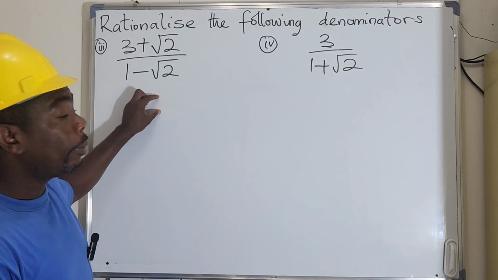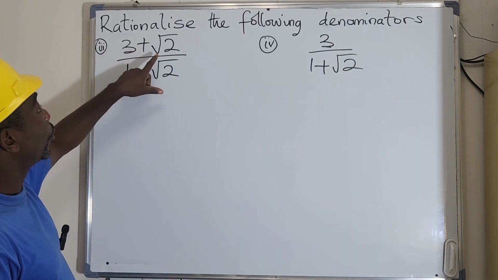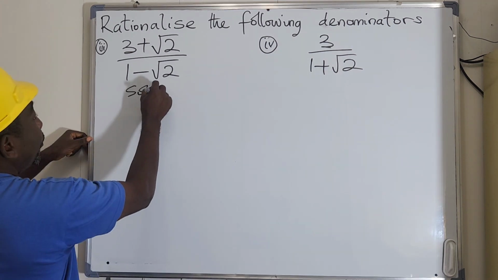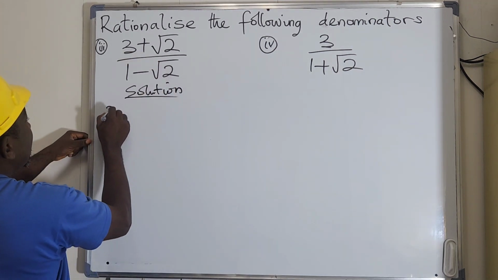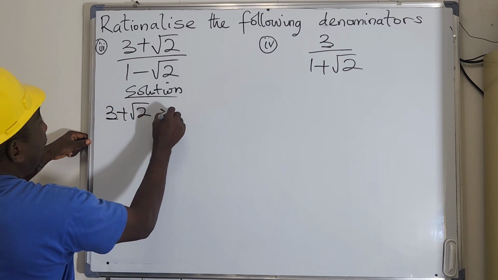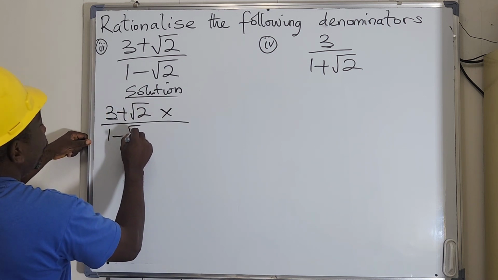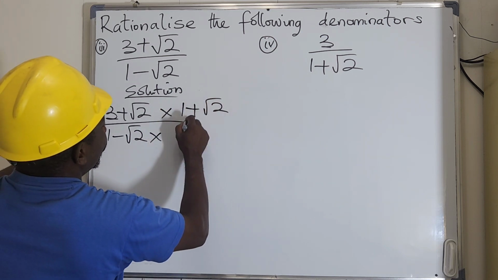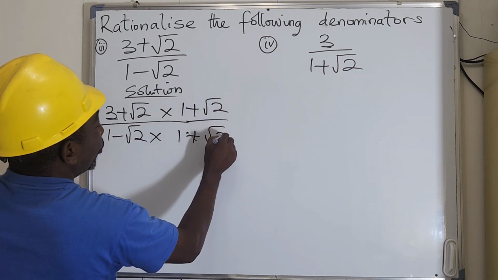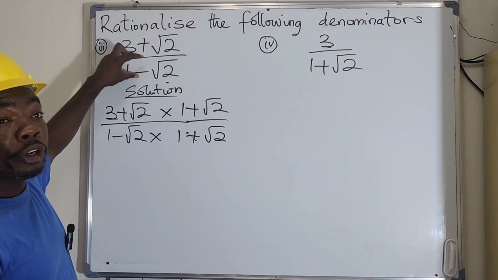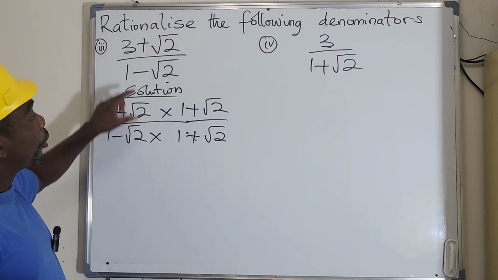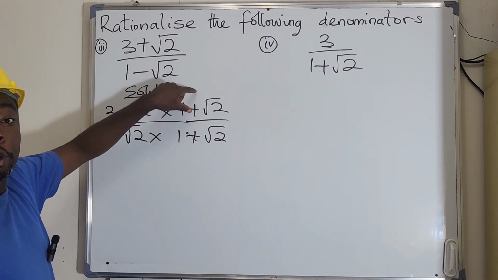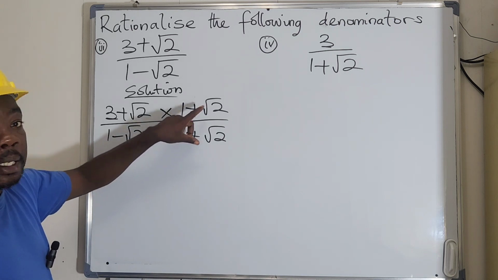So the next one, number 3, says 3 plus root 2 all over 1 minus root 2. So we have this solution. This is the same thing as 3 plus root 2 times 1 all over 1 minus root 2, times 1 plus root 2 all over 1 plus root 2, meaning that we are multiplying by the conjugate of the denominator. So the conjugate of this one is 1 plus root 2. That's why we are multiplying the numerator and the denominator by its conjugate.